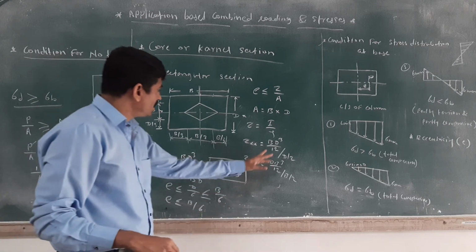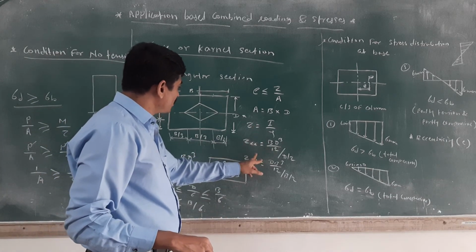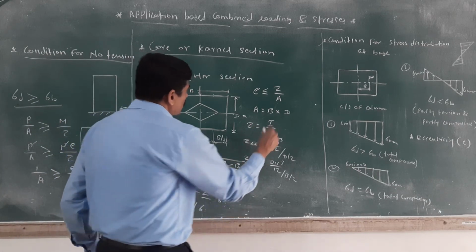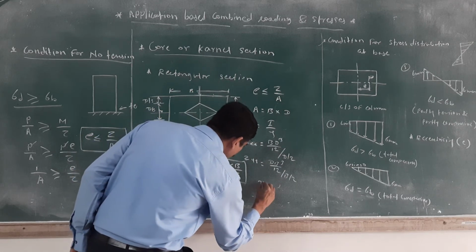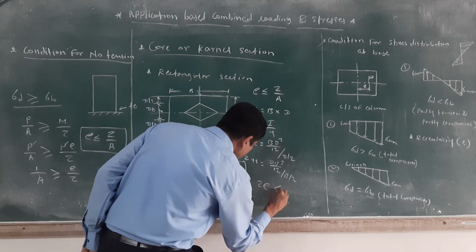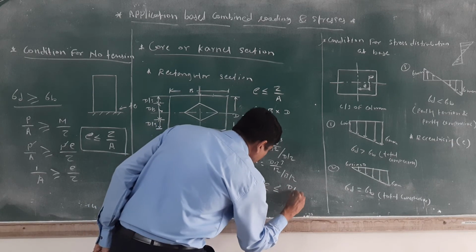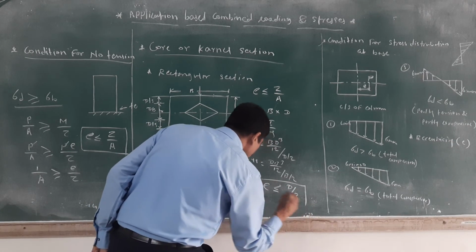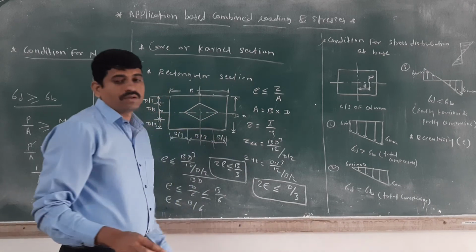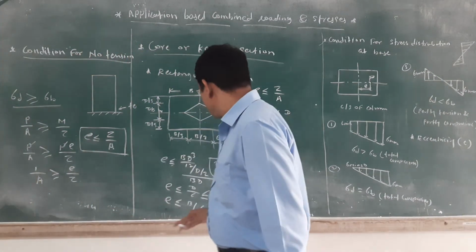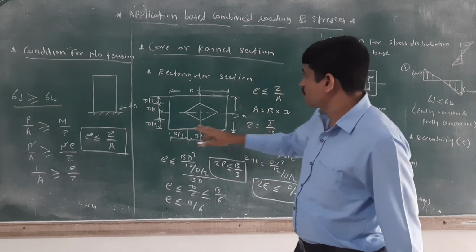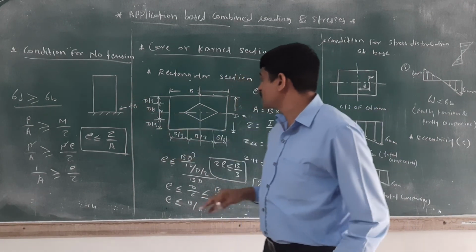And in a similar way, if you calculate for ZYY, if you put ZYY divided by A here, then you will get 2E is less than or equal to D by 3. Okay, all of you getting how to calculate that? Yes, the eccentricity with the help of that condition for the no tension zone.